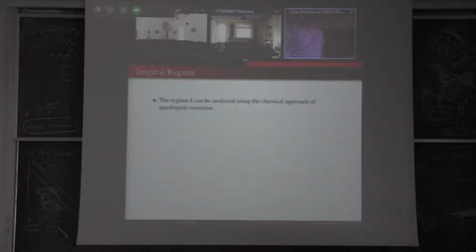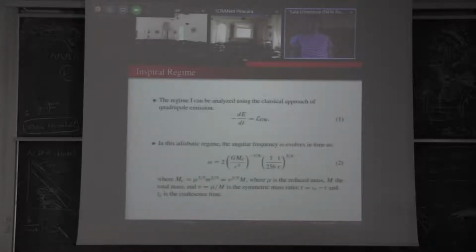Now we begin with the analysis of the first part of the signal. So we use the classical quadrupole emission formula, where the rate of change of the orbital energy is due to the gravitational wave radiation. And in this adiabatic inspiral, we can derive the gravitational wave frequency that is shown in equation 2. And the behavior is governed by the chirp mass, that is the combination of the masses of the binary and the coefficients.